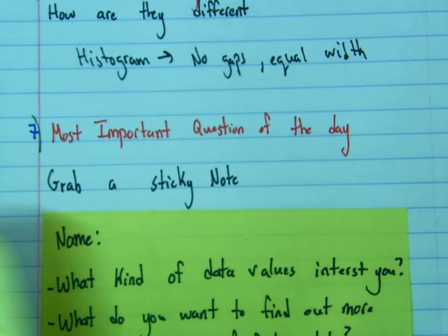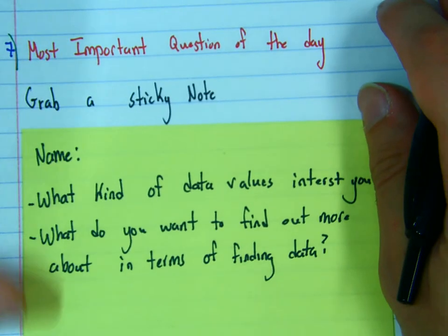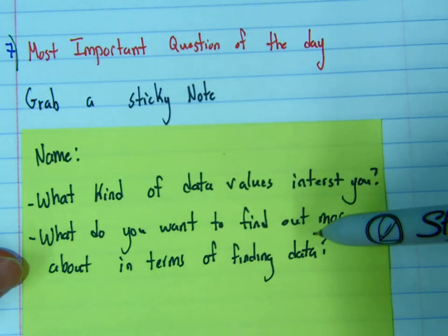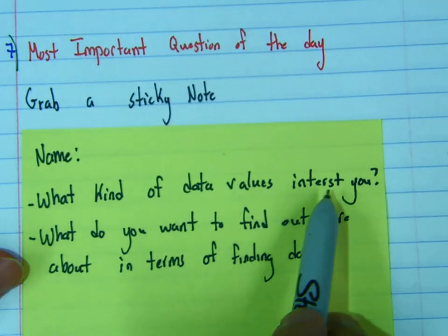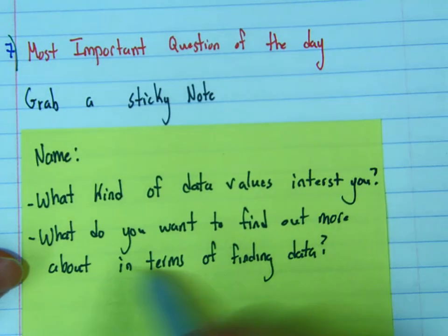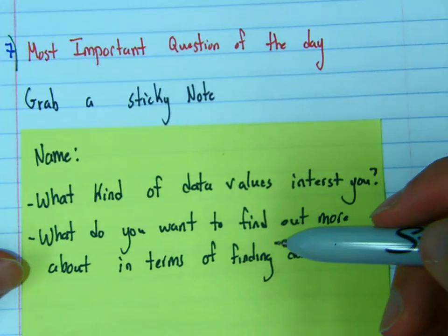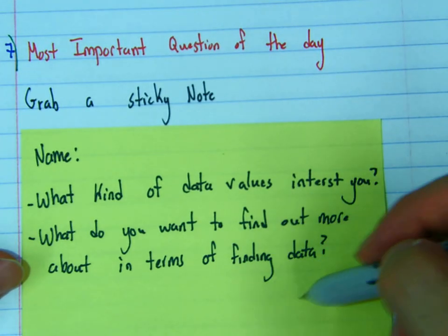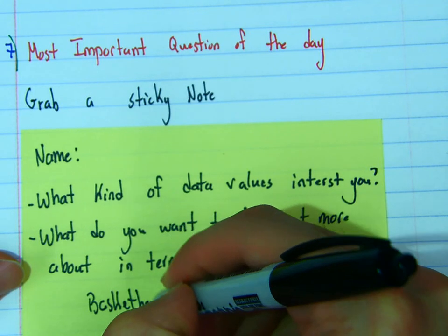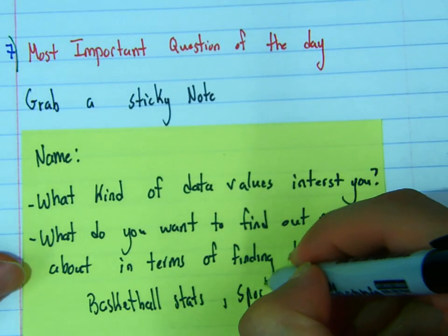Okay. And the final part, very, very important, this is my favorite question. What I want you to do is grab a sticky note, and I'll put it on your table. What kind of data values interest you? What do you want to find out about, right? What do you want to find out more about in terms of finding data? Is there something that you want to look up? Like, imagine if it was something like basketball statistics, something about your favorite sport.